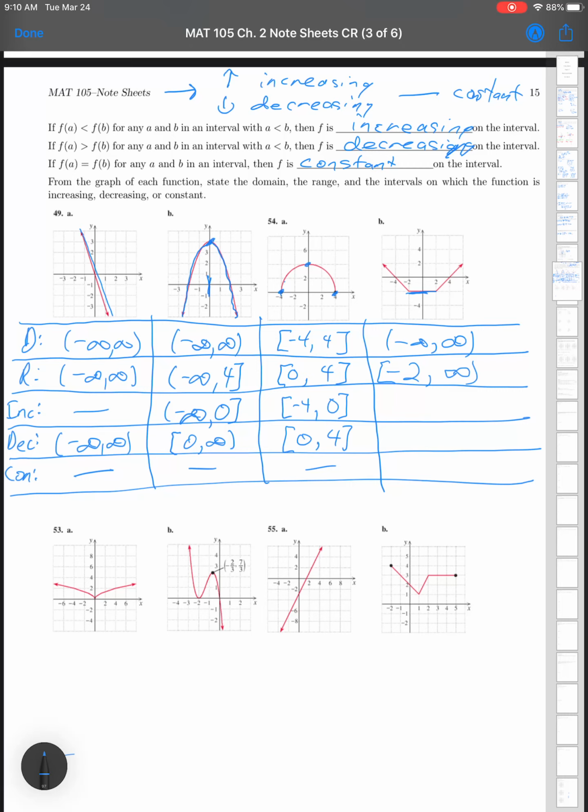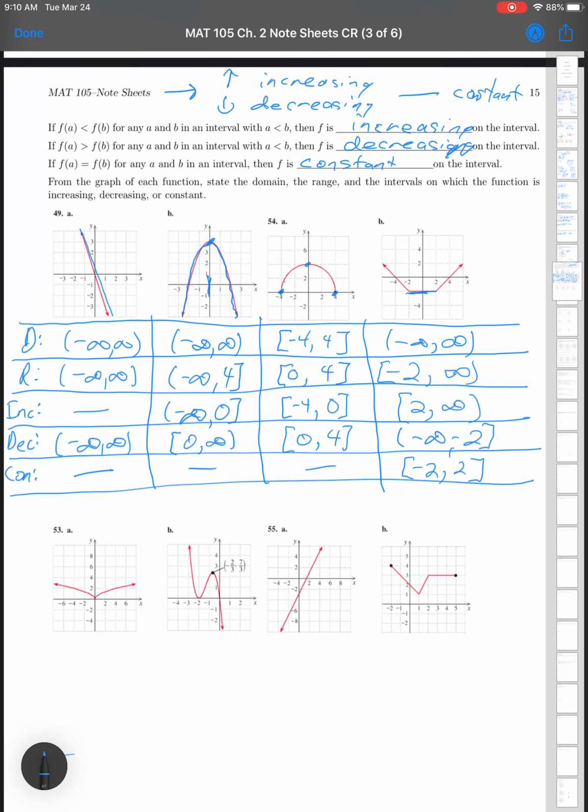And then the last one here, if I start on the left-hand side of the graph, I'm actually decreasing first. So I decrease from negative infinity until I get to an x value of -2. And then from -2 to 2 on that piece, I'm constant. And then finally, from 2 onward to infinity, I'm going up. So I'm increasing.